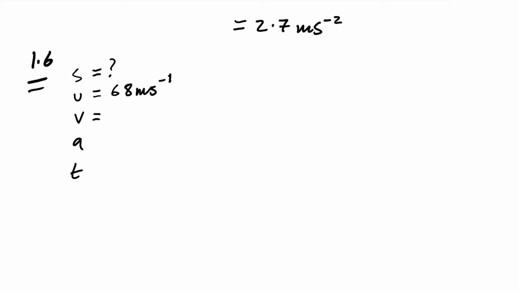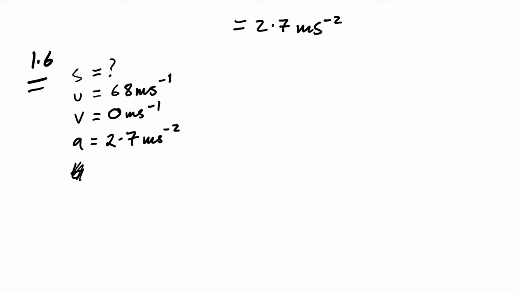Do we know v, final velocity? Yes, we do, because we know it's coming to a standstill, so it's 0. And we know the deceleration from earlier is 2.7 meters per second squared. And we're not concerned with the time.